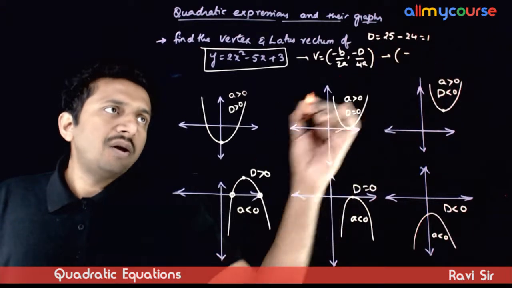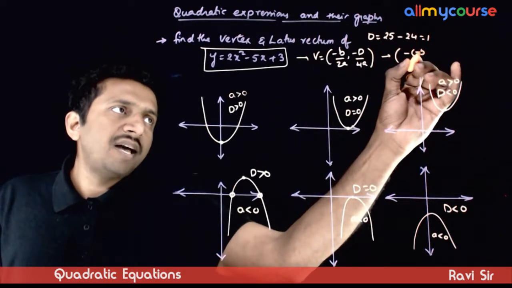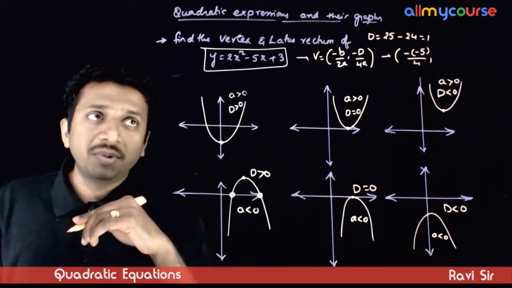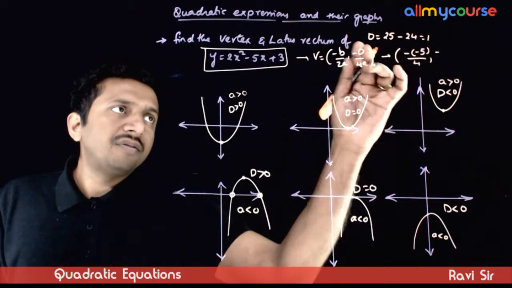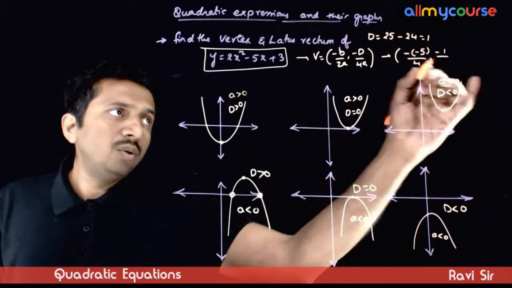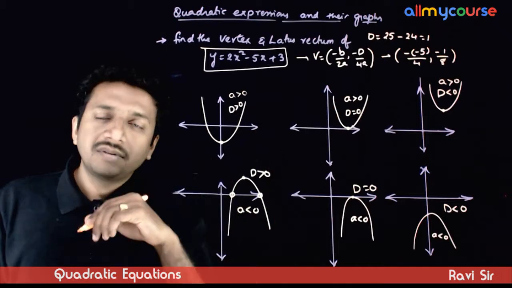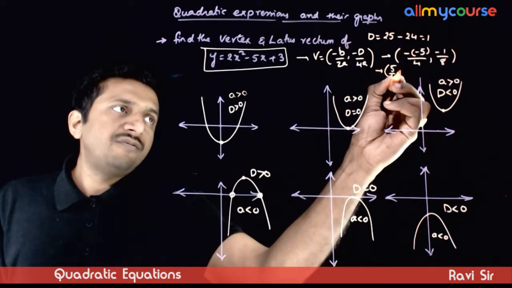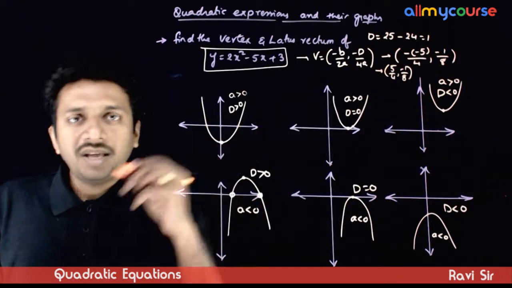So you get minus of b is minus 5 by 2a is 4, comma, minus of d is 1 by 4a, that is 4 into 2 is 8. So the vertex is given by 5 by 4 comma minus 1 by 8.